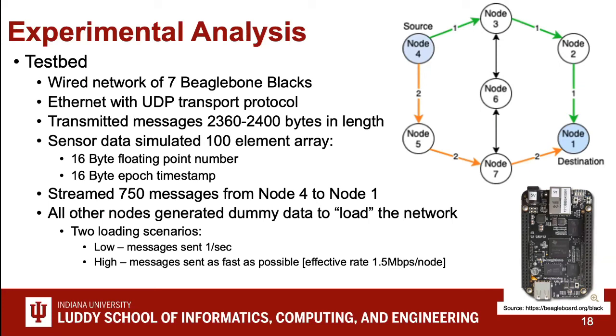We use Ethernet with UDP transport protocol, transmitting messages about 2,400 bytes in length. We simulated sensor data. Then ultimately what we looked at was streaming 750 messages from node 4 to node 1 over multiple different scenarios. All the other nodes in the network were responsible for loading the network with different data. We had 2 different loading scenarios where each node would be sending about 1 message a second, which we called low, and then high, which was essentially sending messages as fast as possible, which ended up being at a rate of about 1.5 megabits per second per node.